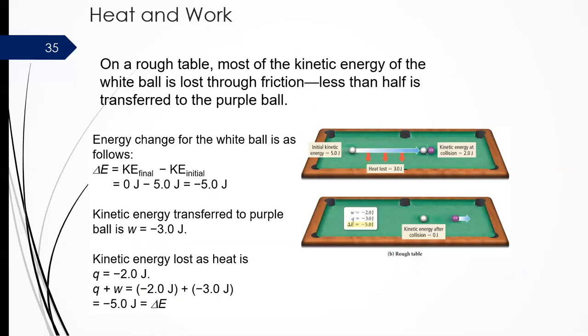Now on a rougher table, we lose more of the kinetic energy to friction, and so less is transferred to the purple ball. On a rough table, we still lose the same amount of energy, still 5 joules because that's all it had, but this time 3 joules of it was lost to heat. I have these values flipped on the diagram; this should be a 2, this one should be a 3. 3 joules was lost as heat, and only 2 joules make it as our work.